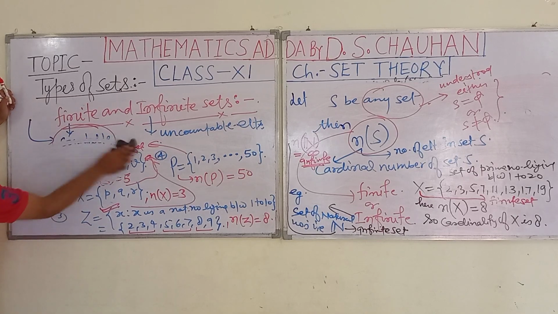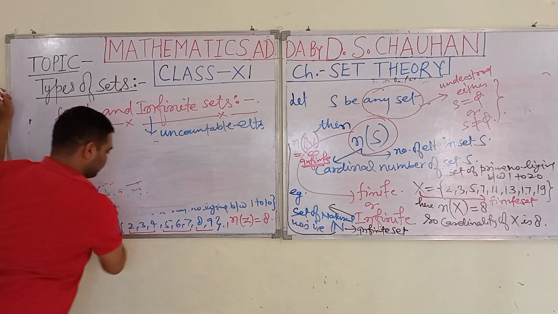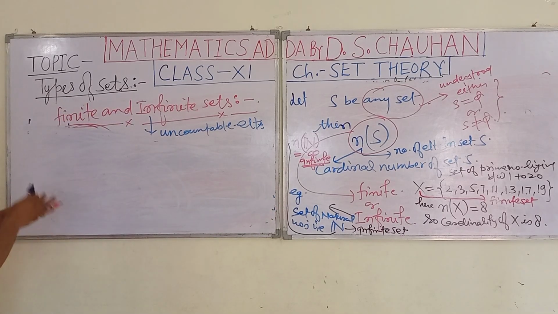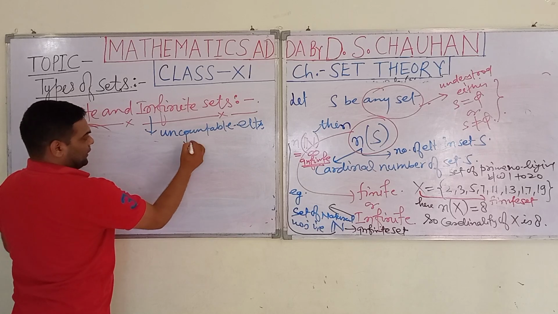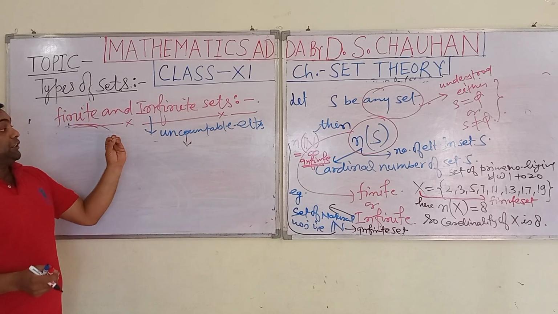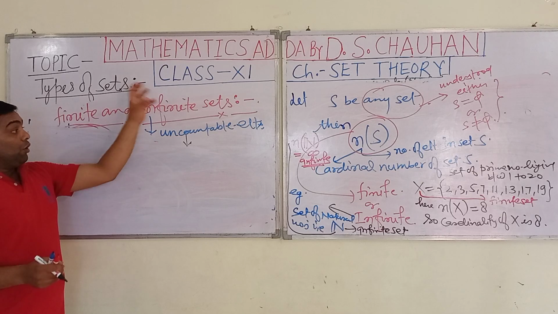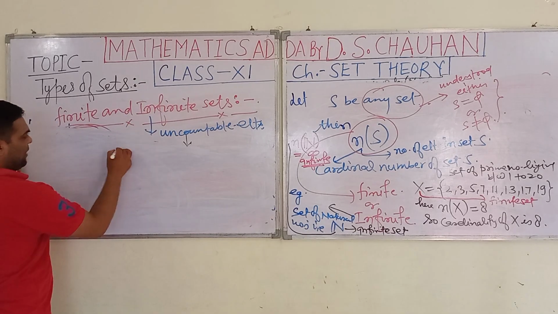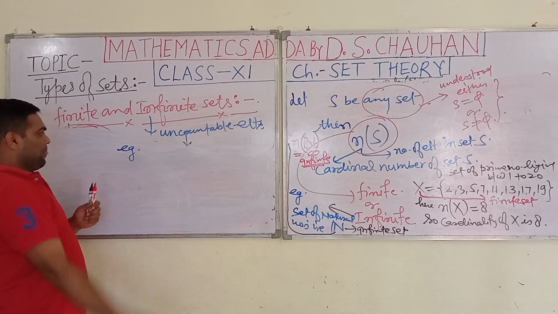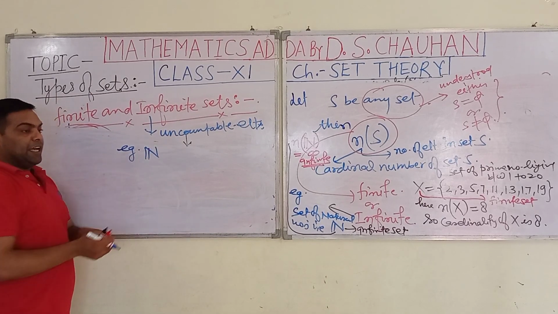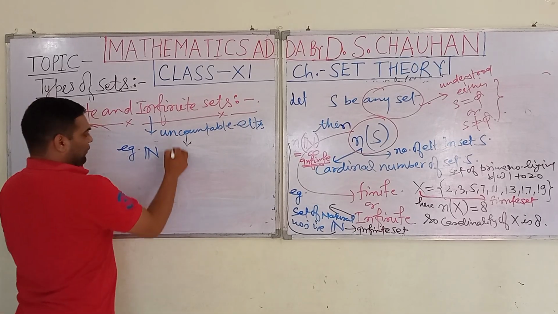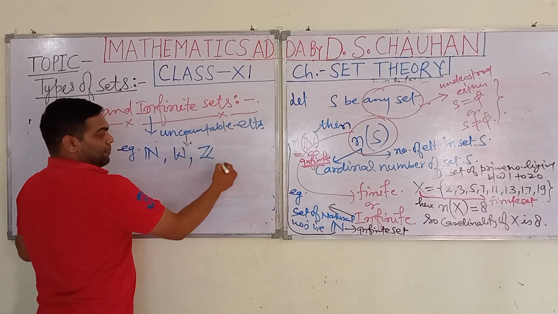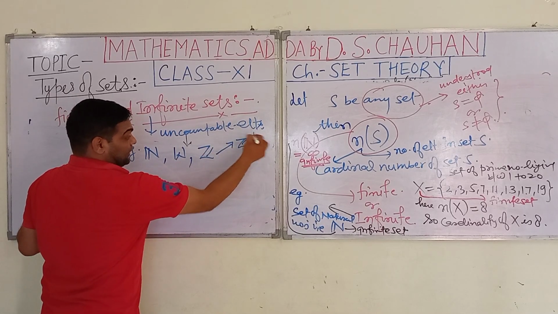Why are these finite sets? Because all these sets have countable elements. Well students, now I am going to describe some examples of infinite sets, which have uncountable elements. I am telling you, try to understand, students. See it here, uncountable elements. So which sets are there where uncountable elements exist? Now students, you can take many more examples.